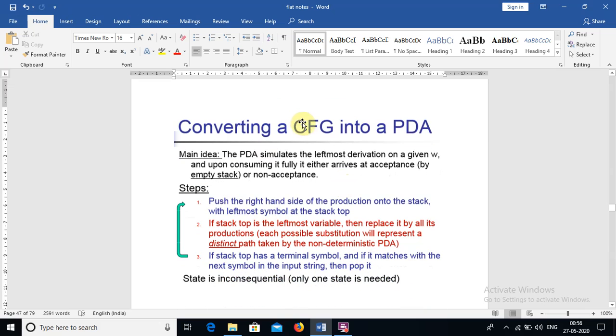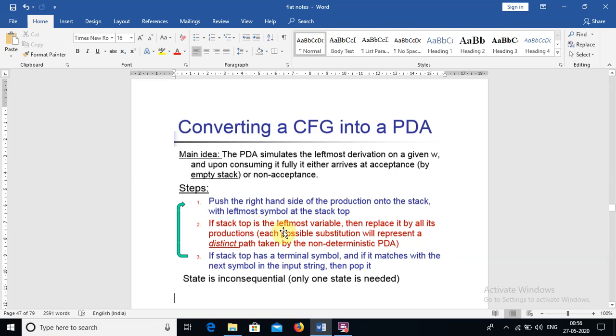The grammar CFG has to be converted into the PDA, right? CFG is nothing but a grammar consisting of a set of production rules. A production rule consists of two parts, left hand side and right hand side. To construct a PDA, first you take the right hand side of the production rule, and the leftmost symbol on the right hand side you push into the stack.